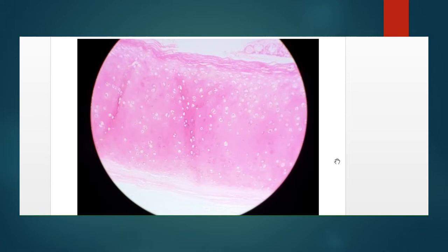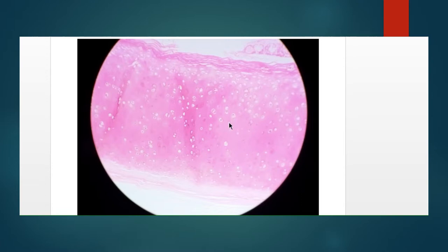So, let us discuss it. First slide: I have collected some photographs of histology slides randomly, whether general or systemic. Now, I will teach you how to identify the slides. It is very easy to identify, no need to worry about it. I will give you some tips to identify them, and it will be helpful to you in your first year examinations.